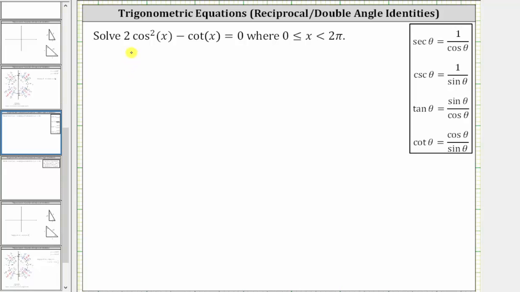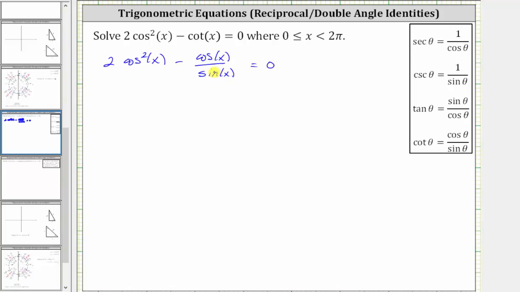We want to solve the trig equation 2 cosine squared x minus cotangent x equals 0 over the given interval. We will use the strategy of converting to sines and cosines, and therefore we'll substitute cosine x divided by sine x for cotangent x. This gives us 2 cosine squared x minus cosine x divided by sine x equals 0.